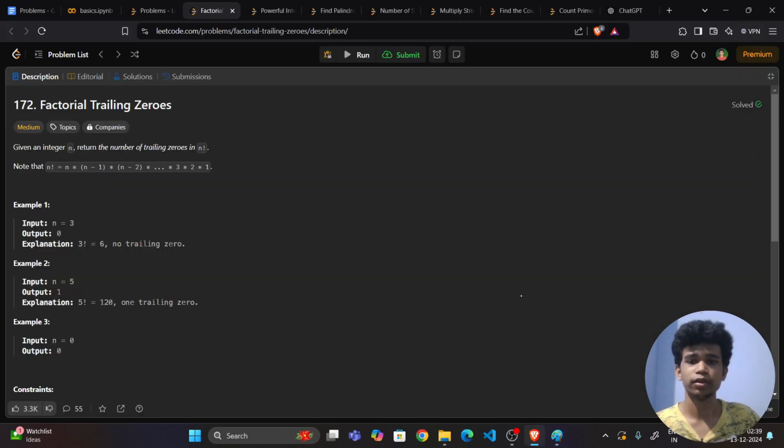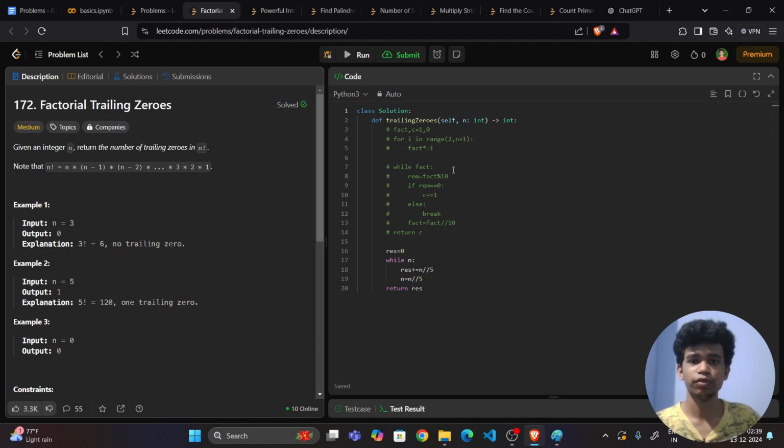Let us see the code. See here, this is the brute force approach. The commented approach is the brute force approach. So here you will get an integer overflow error. So instead of trying this approach, we can go for a further approach like this.